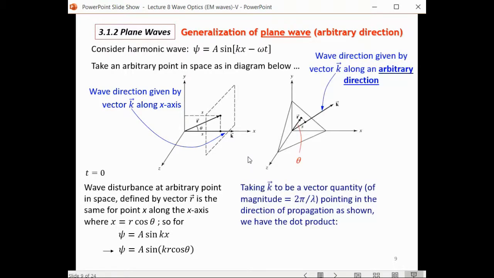Now, what if the propagation vector k is in an arbitrary direction as shown here? It makes an angle theta with the position vector r, such that the dot product will be given as kr cos theta. Then the wave disturbance of this plane wave will be written in a general form as psi equals A sine of k vector dot r vector minus omega t.